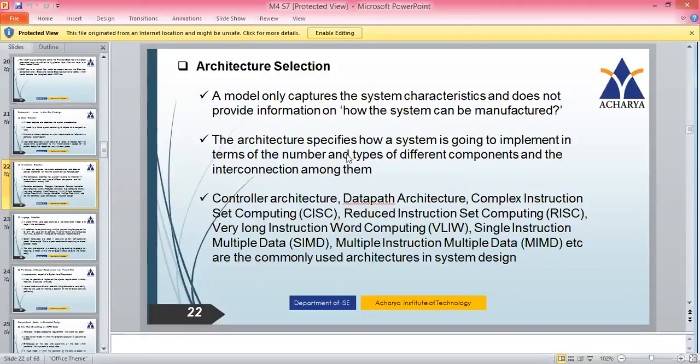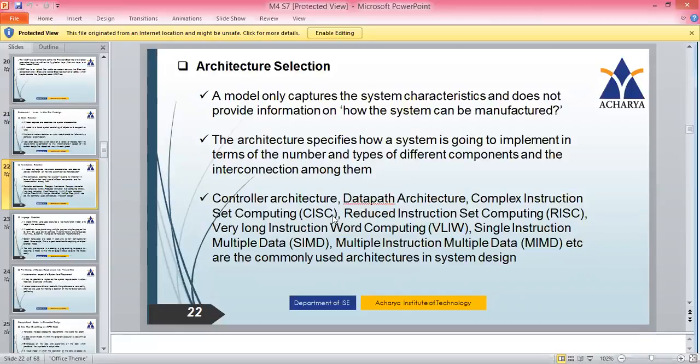Now, what are the parameters we have to see in this selection? The architecture specifies how a system is going to be implemented in terms of the number and types of different components and the interconnection among them. Now here it is not just software. We are also talking about the hardware. So what are the different components involved and how are we interconnecting them? All these things, again, we have to specify before you actually implement it.